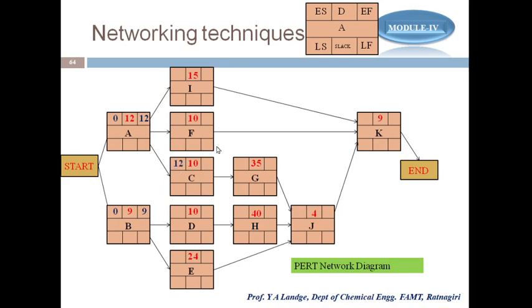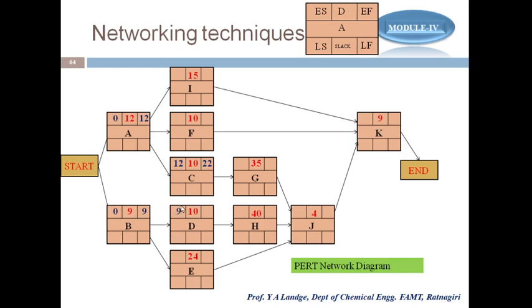Okay. Similarly, for D, which is the predecessor? B is the predecessor. What is its earliest finish? The earliest finish is 9. It means the earliest start time for D is 9. So I write it, 9. Sorry, I just calculate here. For C, it is 12 plus 10. EF is what? It is ES plus D. So 12 plus 10, it will be 22.